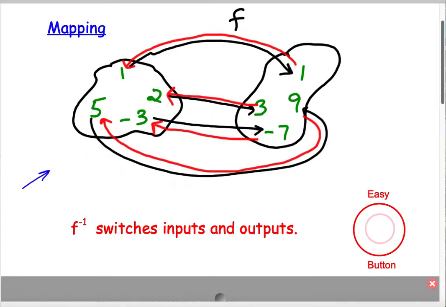So I have an easy button to make that happen. And so there you have it in red. This represents f inverse. Notice I'm just basically changing the direction of the arrows. So that's dealing with a mapping.